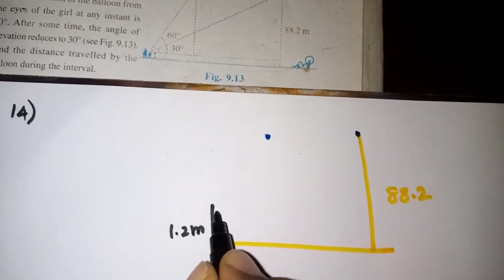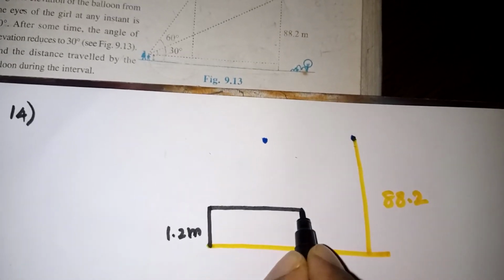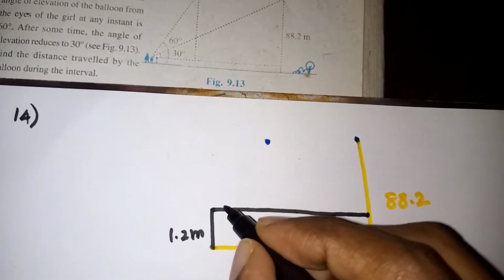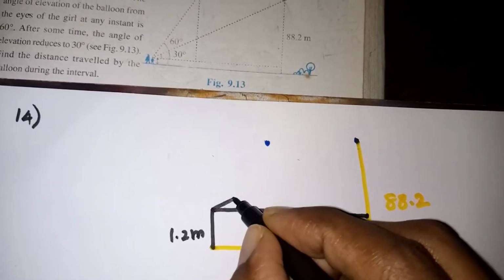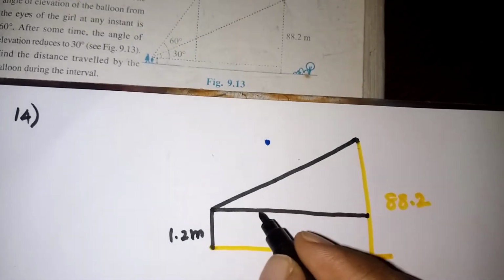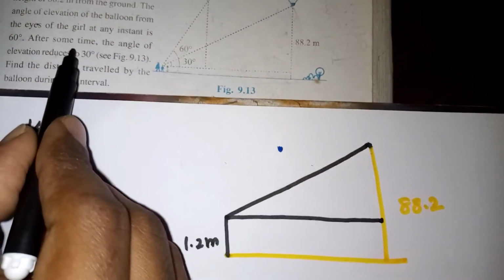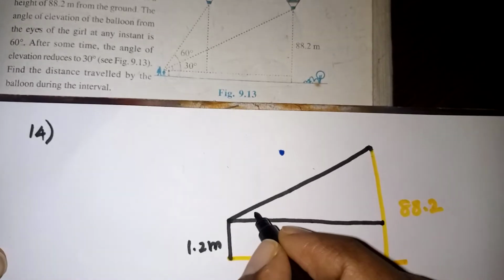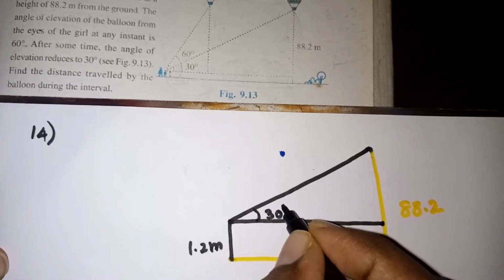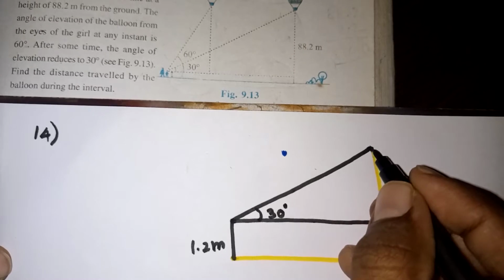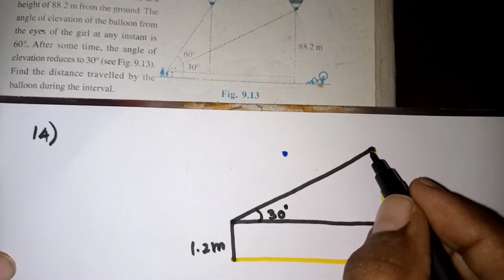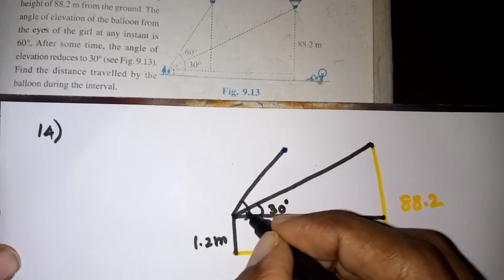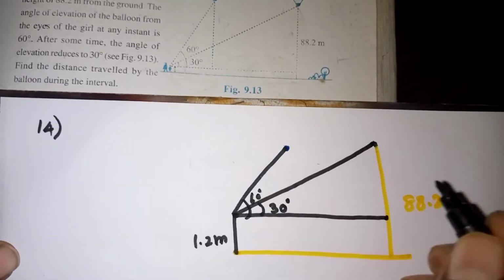Now if you draw a line, with her eyes she will be looking at the balloon. This is the line of sight. From here only she is going to look at the balloon. Her angle of elevation is given. Two angles are given, one is 30 degrees, one is 60 degrees. The first time she is looking at the balloon it is 30 degrees. Again, due to the wind, the balloon comes here and she looks at it again. That time the angle was 60 degrees. That is given in the question.